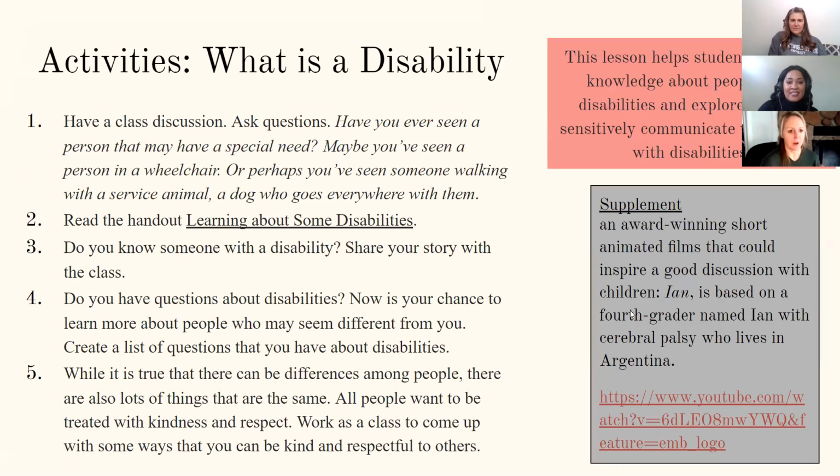Here are activities you could do with pretty much any of these books. There's an activity from Teaching Tolerance, now the Center for Learning for Justice. This activity helps students increase knowledge about people with disabilities and explore ways to sensitively communicate with people with disabilities. There's a handout that you can read and have a class discussion. If you know someone with a disability, you can share your story with the class. Then you talk about how all people should be treated with kindness and respect, and you work as a class to come up with ways that you can be kind and respectful towards others.